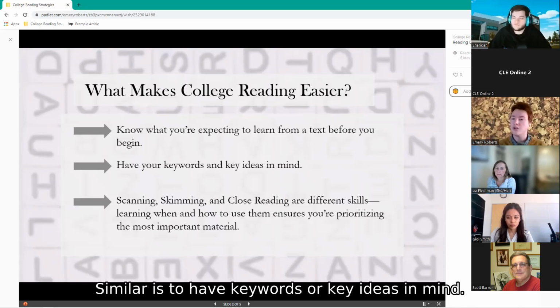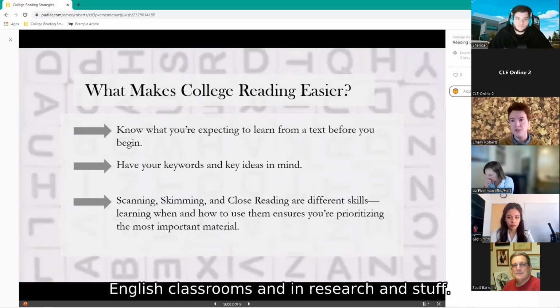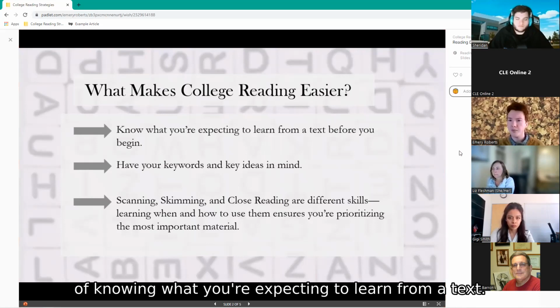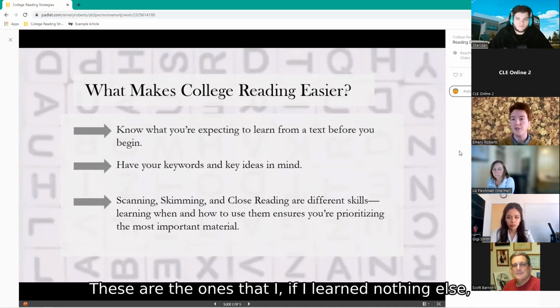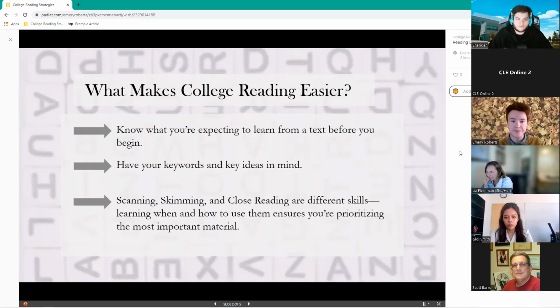Similar is to have keywords or key ideas in mind. Keywords is one of those things that comes up a lot in English classrooms and in research. And that's basically another version of knowing what you're expecting to learn from a text. I'm on the lookout for these key ideas. These are the ones that, if I learn nothing else, I want to take away information about this, okay?